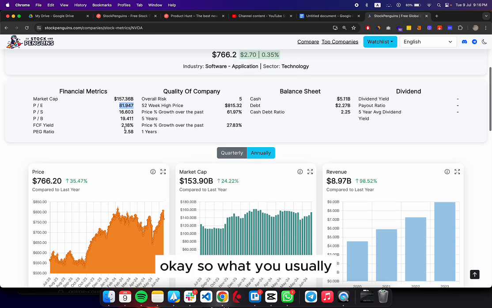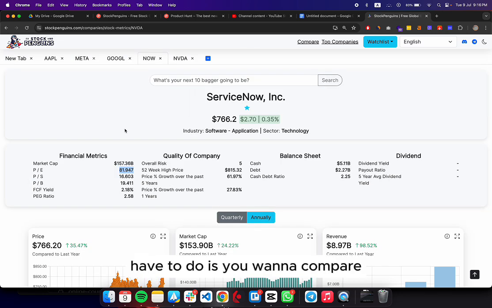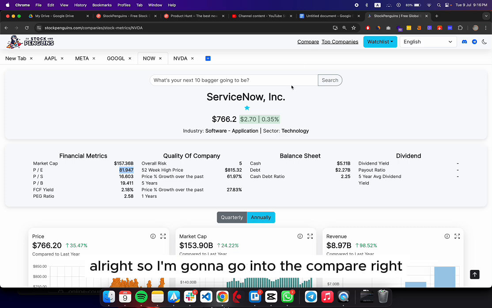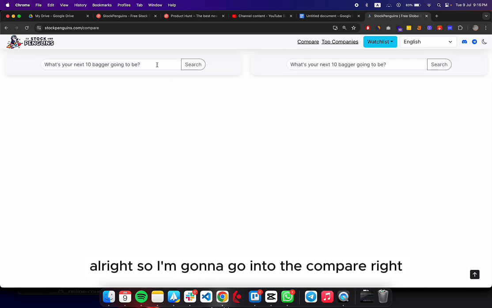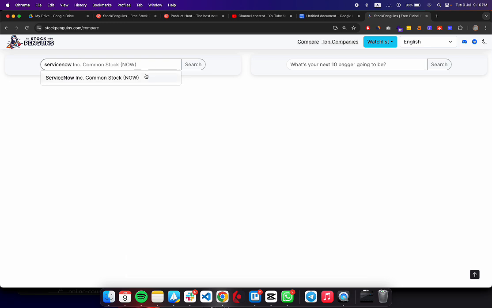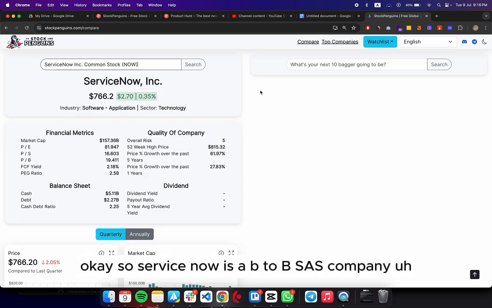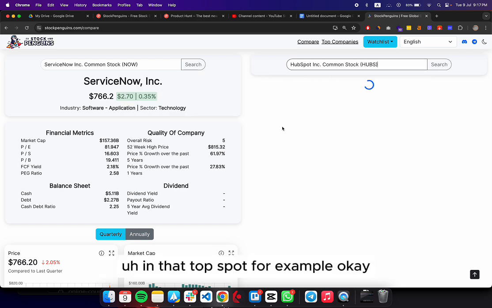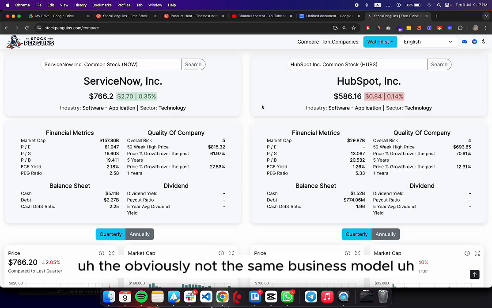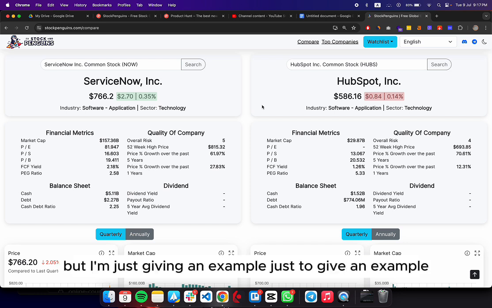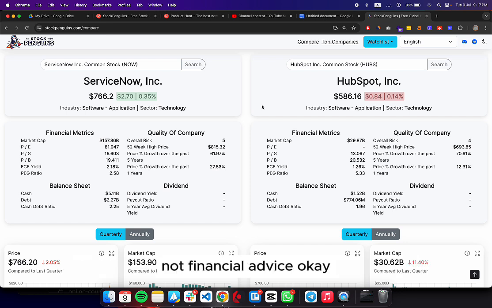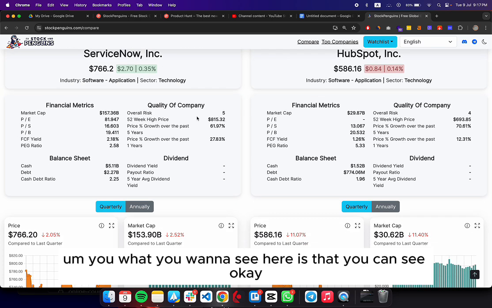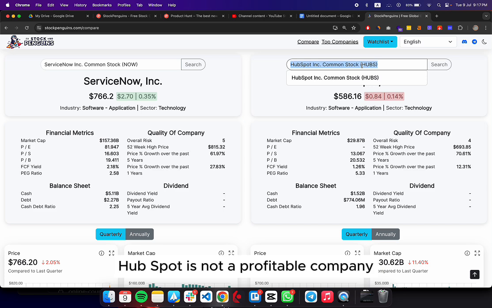So what you usually want to do is compare this company versus another company in a similar space. I'm going to go into the compare, and I'm going to search ServiceNow. ServiceNow is a B2B SaaS company. Let me pull up another B2B SaaS company, HubSpot, for example. They're obviously not the same business model, but I'm just giving an example, not financial advice. You can see HubSpot is not a profitable company, so we cannot compare this.